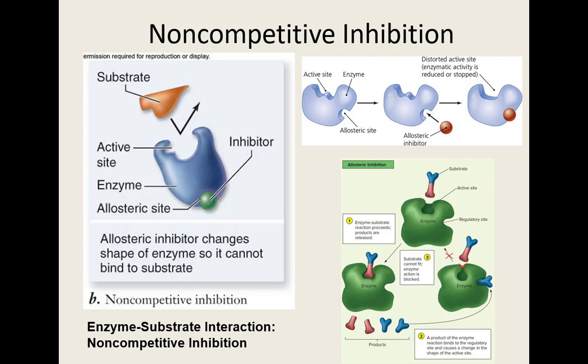This is showing another example. Here's where it normally should bind, your substrate. But if that inhibitor binds in that other site, it causes the enzyme to change shape. Now that substrate can't fit in. You're not going to get any product formed. So if inhibitors are around, they're going to decrease how much product is made.